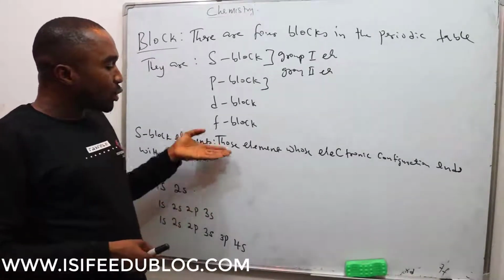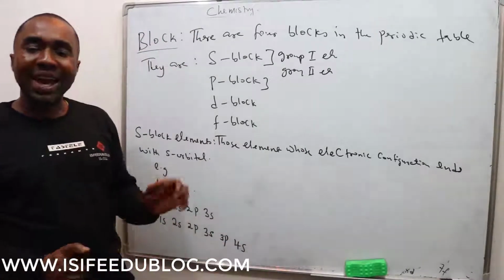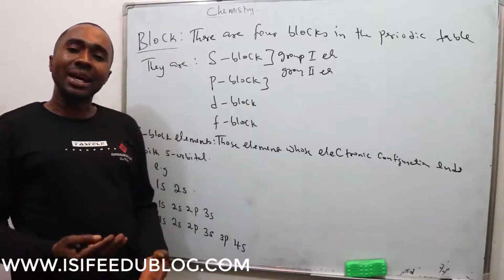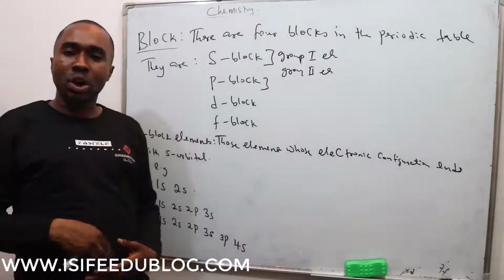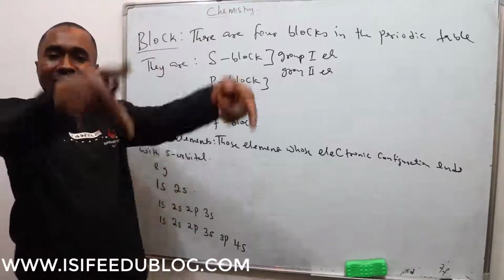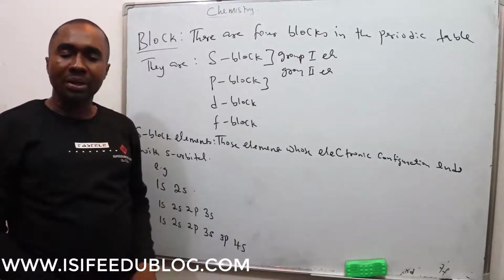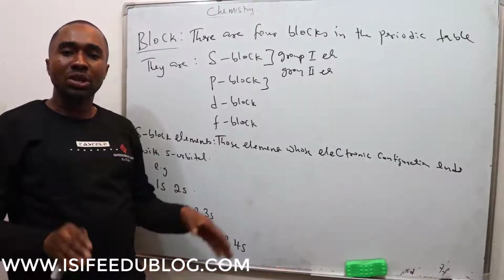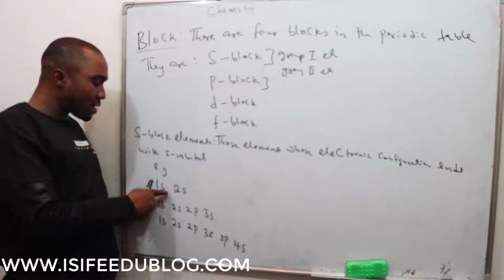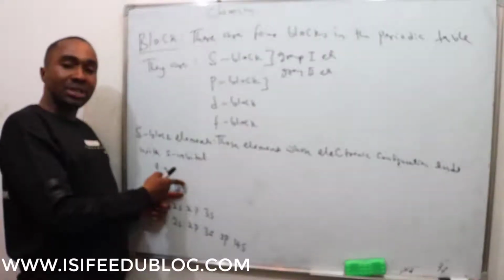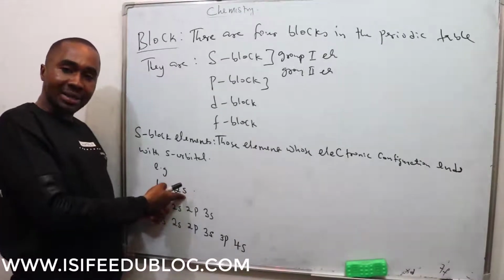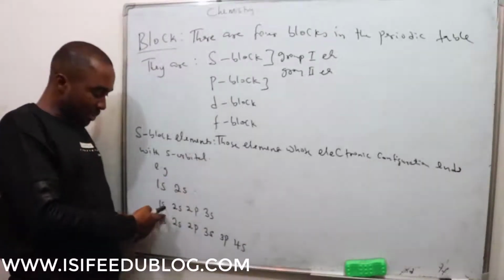The S block elements are those elements whose electronic configuration ends with an S orbital. So if you are writing electronic configuration and the last electron entered the S orbital and there is no electron again, once the last electron enters the S orbital and stops there, that means that element in question is an S block element. So for example, if I'm writing electronic configuration 1s, 2s, and the last electron is found in this 2s, there's no electron again, the last electron is found in the S, that means that this element is an S block element.